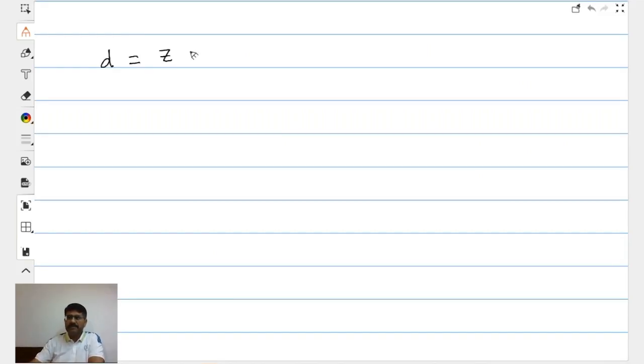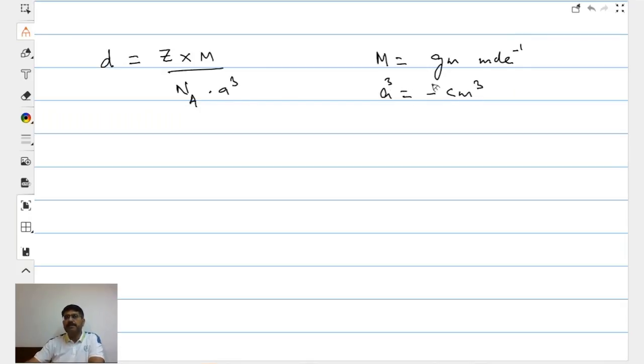FCC ke liye 4, BCC ke liye 2. If it is homoatomic, they are going to add up. If it is heteroatomic, then see the formula: density equals Z into M by Avogadro into a cubed. Correct? Where M is in gram per mole, and a should be in centimeter, so a cubed is in centimeter cubed. Your density will come in gram per centimeter cubed.